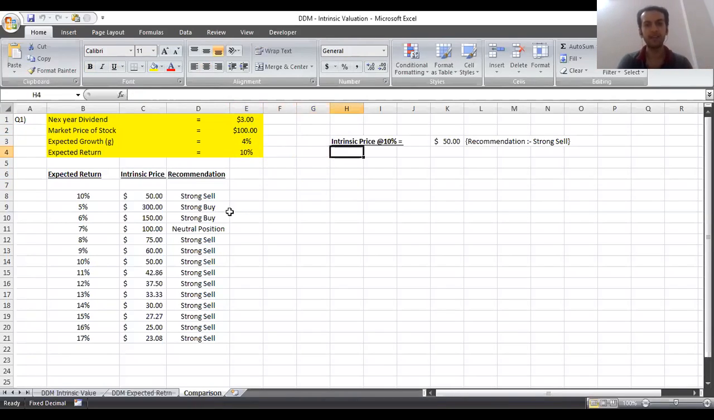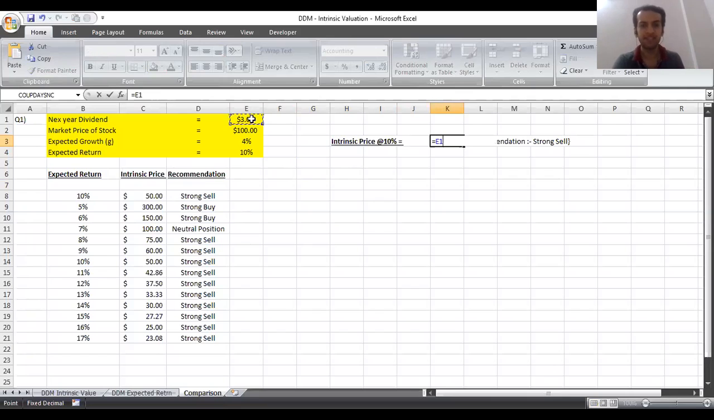So I will use the formula of intrinsic value. In my previous videos, I have already explained how to use it, but I will repeat it once again for your convenience. I press equals to over here. The formula of intrinsic value is next year's dividend upon the expected return minus the growth rate. In this question, the next year's dividend is $3, so I plug in $3, put the division sign, upon the expected return, which is 10%, minus the growth rate, which is 4%. I press enter.